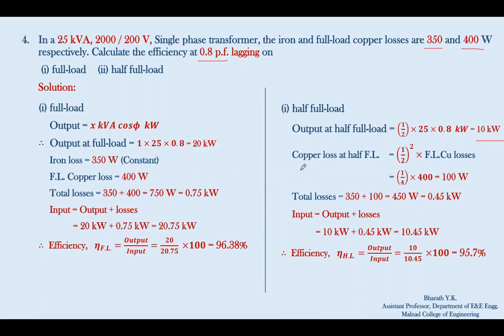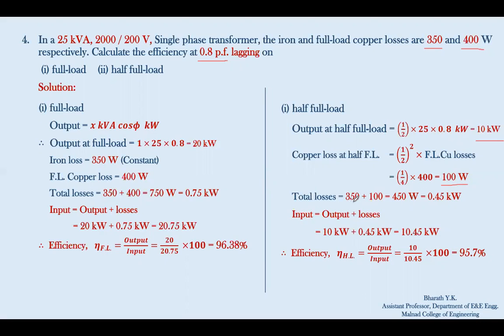Next, we have to calculate the copper losses at half full load. We know that the copper losses are proportional to the square of kVA. Here, as you can see, the kVA is being multiplied with 1 by 2 because it is half full load. Therefore, we have to multiply the full load copper losses by the square of 1 by 2, which will give the copper losses at half full load, which is 100 watts, as you can see here.